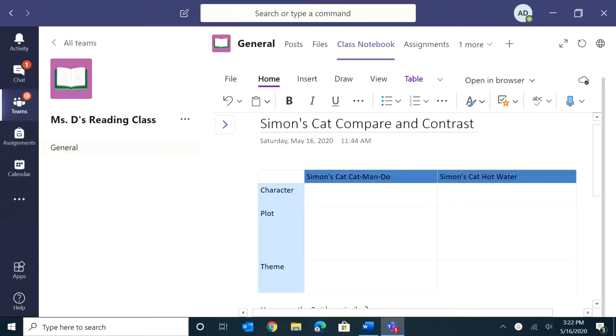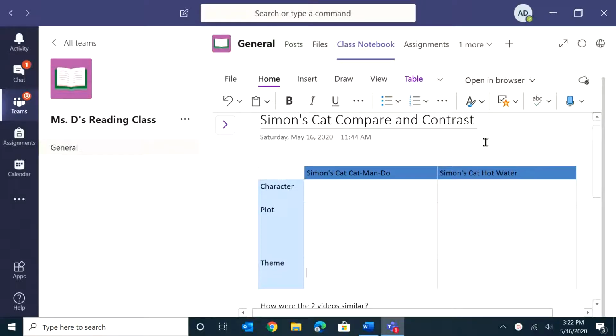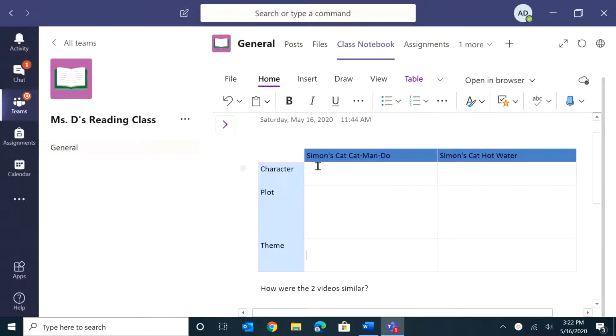We just watched Simon's Cat, Cat Man Do, and Simon's Cat, Hot Water. We're going to compare and contrast the two videos. Remember, compare means how are they alike, and contrast means how are they different. So the first thing we're going to do is look at the characters, the plot, and the theme of each of the videos, and that will help us determine how they're similar and how they are different.